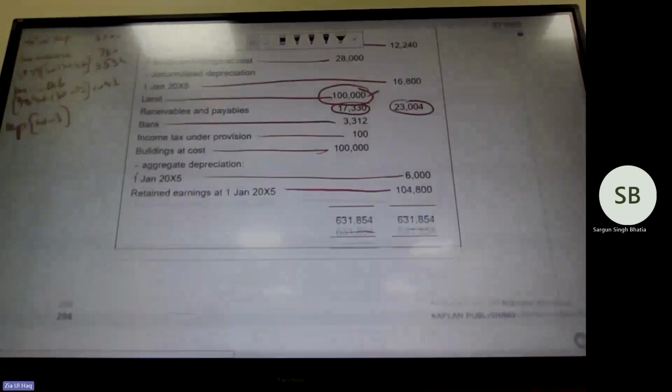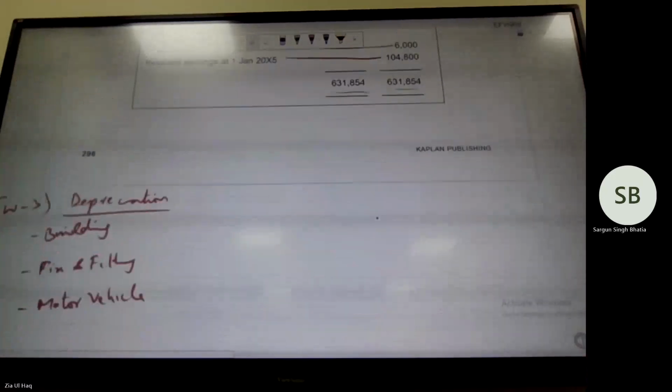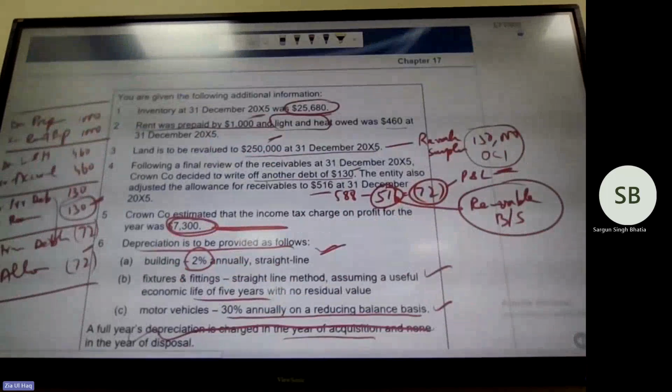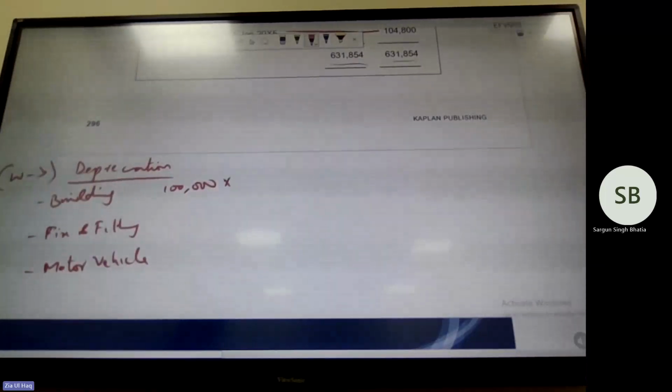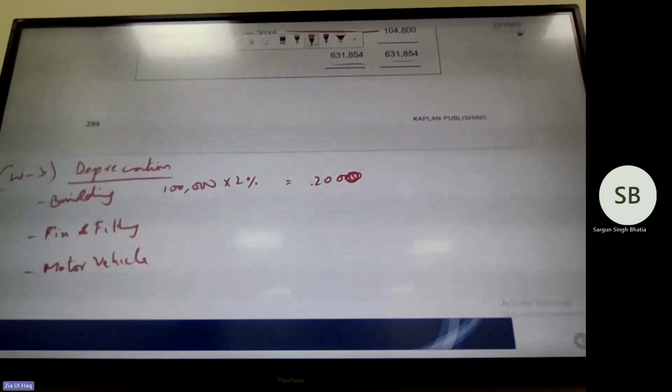For building, we know the cost of building. What is the cost of building? Building cost is 100,000. And the rate of depreciation is 2% straight line. This means we need to charge 2% straight line. What is 2% of 100,000? 2,000 is the depreciation for building.